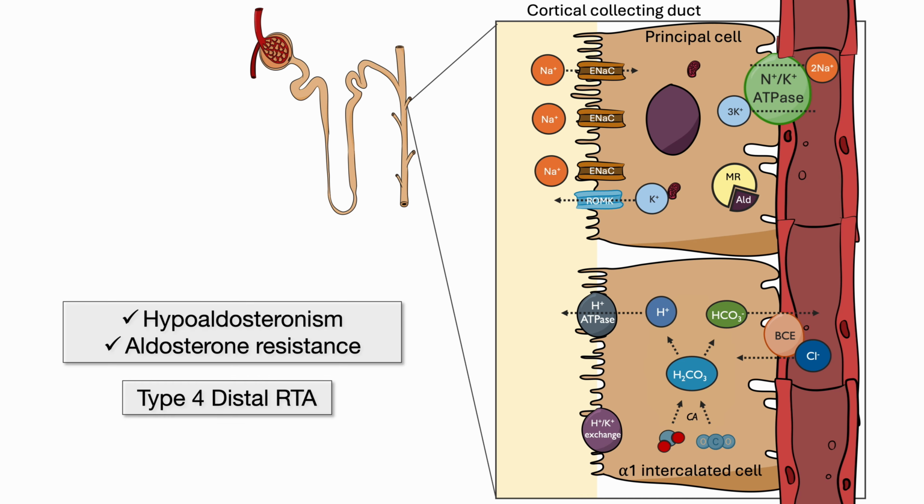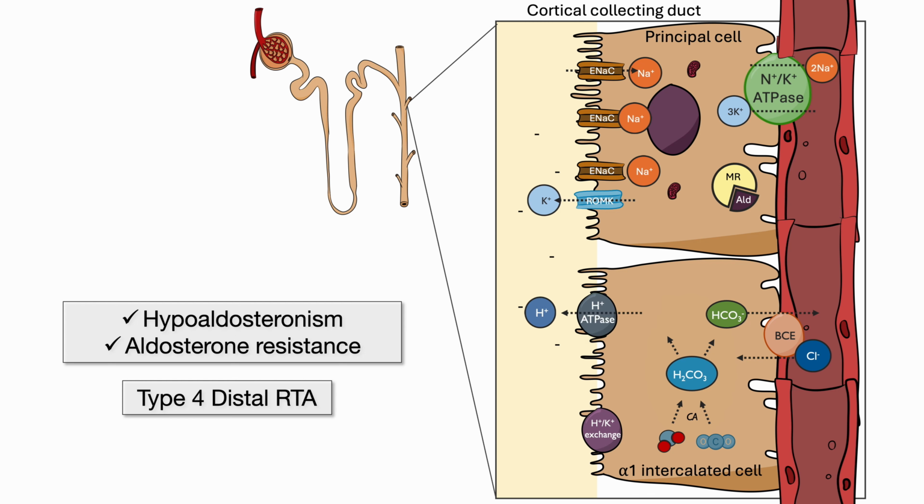Steps 1 and 2 facilitate sodium movement into the cell, creating a negatively charged lumen. 3. Positively charged potassium moves into the tubular lumen. And finally, the hydrogen ATPase located in the α-1 intercalated cell has increased activity, thereby upregulating hydrogen shuttled into a negatively charged tubular lumen.